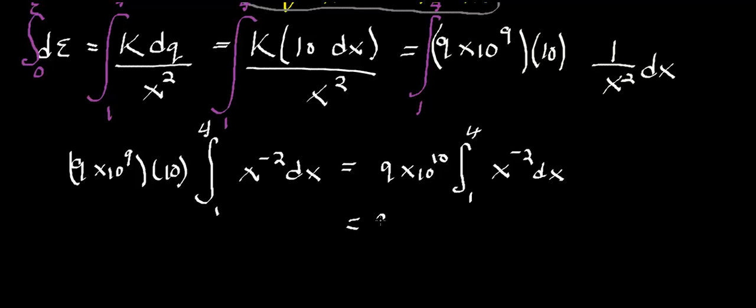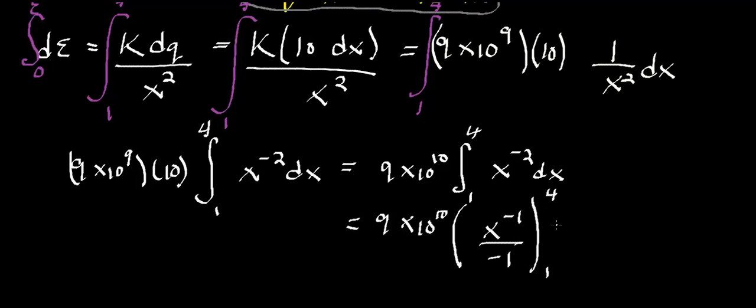Okay? Now let's actually evaluate the integral. So we're going to have 9 times 10 to the 10th. What's the integral of x to the negative second dx? Well, what you do is you raise the power by 1, and then you divide by that number. So this is going to become x to the negative first, right? Because I raised this power by 1. It goes from negative 2 plus 1, and that brings it to negative 1. And then I divide by this power, so divided by negative 1, and that's going to be evaluated from x equals 1 to x equals 4.